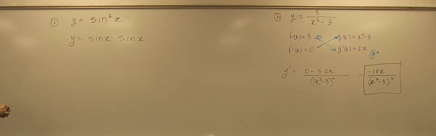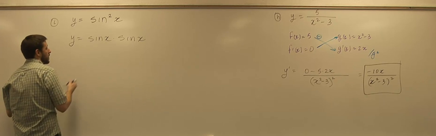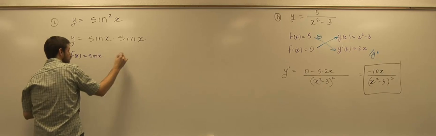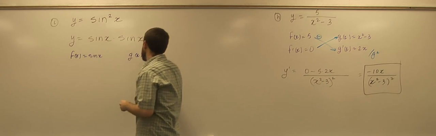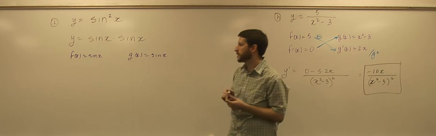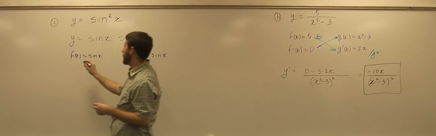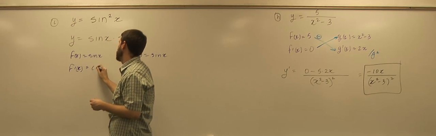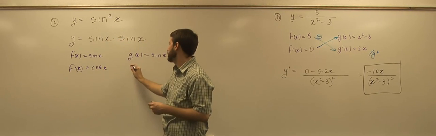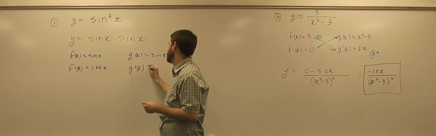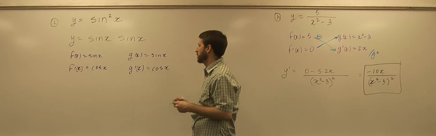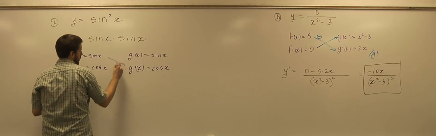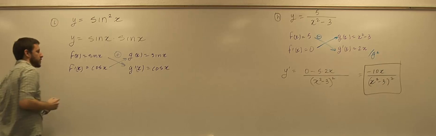And then it's a product rule. You have an f and a g. F of x equals sine x. G of x also equals sine x. Do your derivatives, f prime, derivative of sine? Cosine. G prime, same thing. Multiply. And add in this case, right? Because you're doing the product rule.